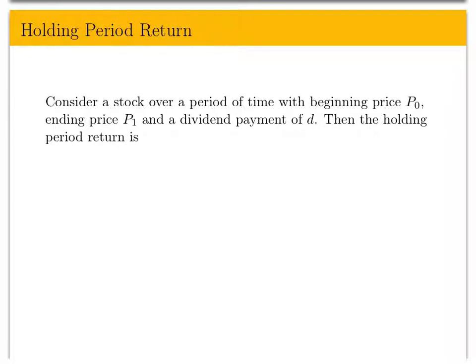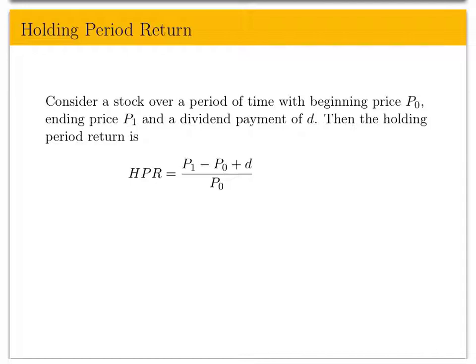Suppose we have a stock at the beginning of some time period that has price P sub 0, and at the ending of that time period, whatever interval of time that is, its price is P sub 1, and that at the end of that time period as well, it pays a dividend of D. Then the holding period return is the price at the end of the period minus the beginning period price plus the dividend, all over the original beginning period price.